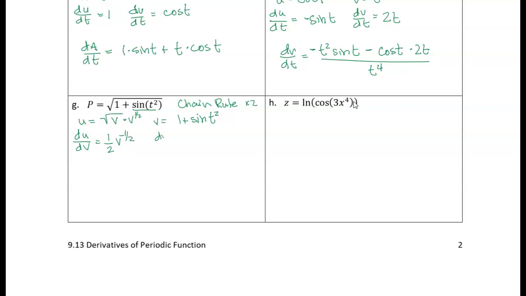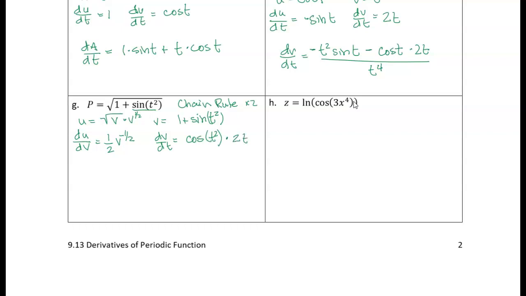Now dv dt, this is where I'm going to have to use the chain rule again. So the derivative of 1 is obviously 0. The derivative of sine is the cosine. So I get the cosine of t squared, but then I have to take it times the derivative of the inside function, which is 2t.